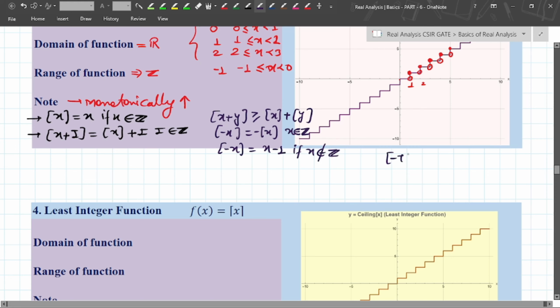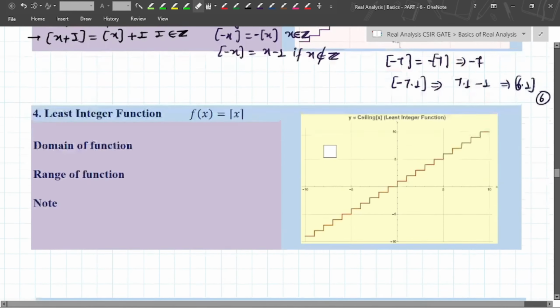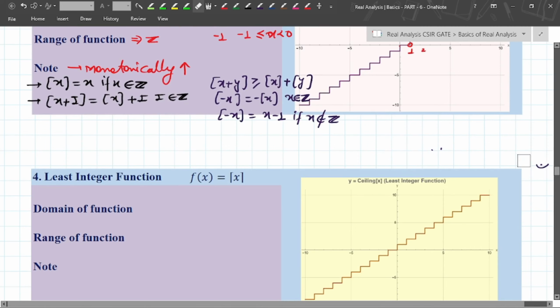It means the greatest integer of minus 7 is nothing but minus 7. But if it is minus 7.1, it is not an integer. Now it is minus 7.1, minus 1, so the answer is minus 8. Taking the greatest integer of 6.1 is nothing but 6. So this is the case here. You can see how the greatest integer is working.